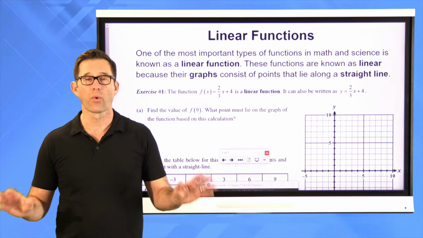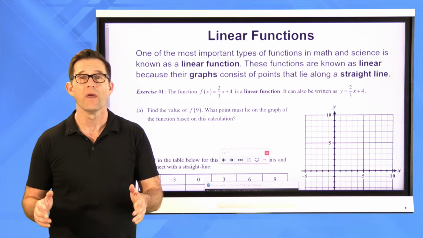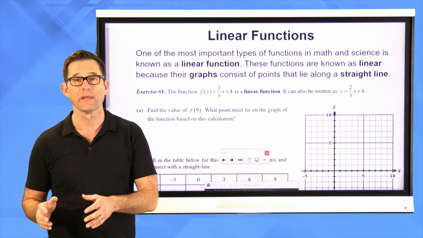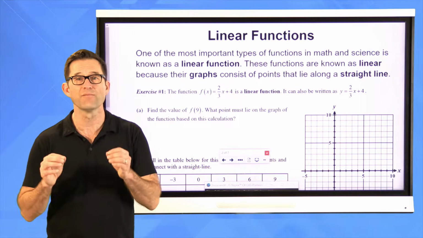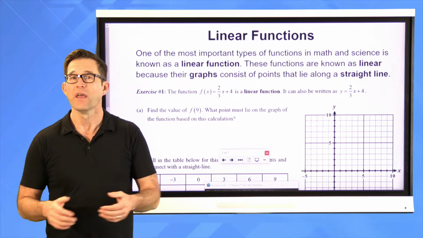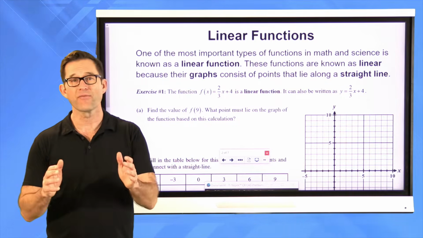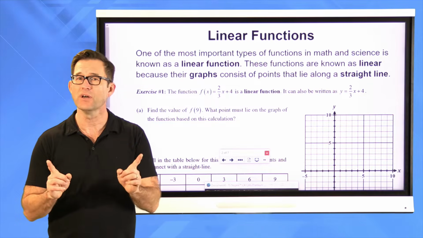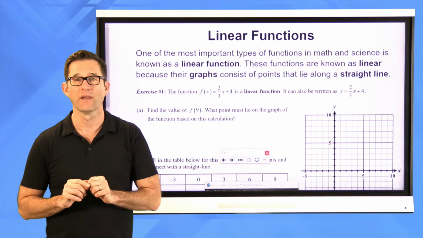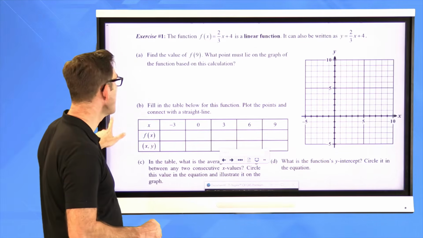One of the most important types of functions in math and science is known as a linear function. Now these functions are known as linear because their graphs consist of points that lie along a straight line. In other words, if I put a bunch of inputs in and I get a bunch of outputs out and I graph them as XY coordinate pairs, they should, in theory, lie on a straight line. So let's take a look at a linear function in exercise number 1.